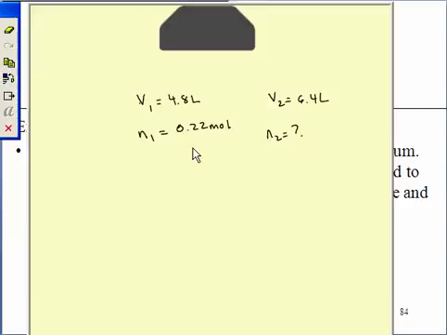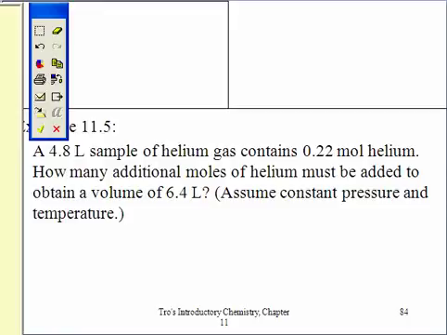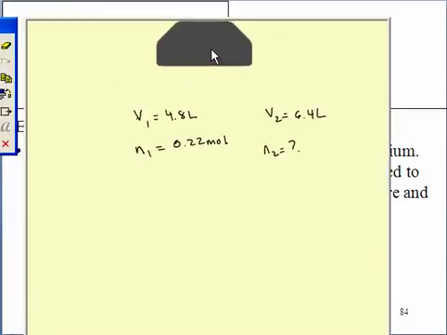So as always, we want to write down what we're given, and we have to look carefully at our problem, and we may need to read it more than one time to write out our given information. Our initial volume is 4.8 liters. Our initial number of moles is 0.22 moles. Our final volume is 6.4 liters, and our final number of moles is what we're solving for. So what we want to do is we want to use Avogadro's law. Let's write out the law in its equation format, and we're just going to plug in.